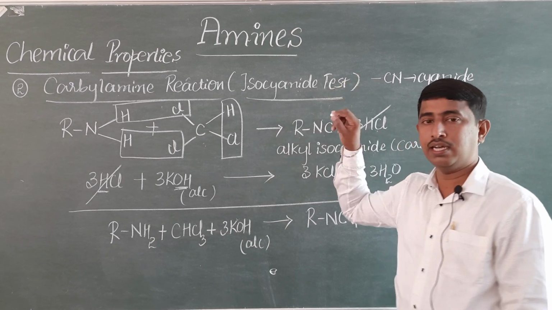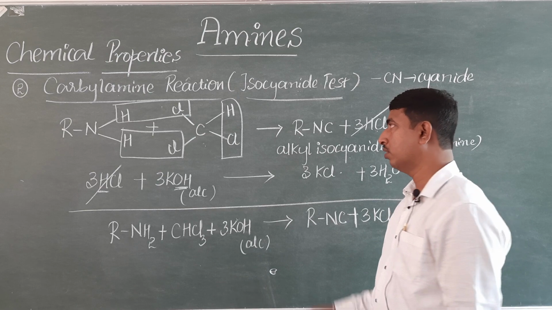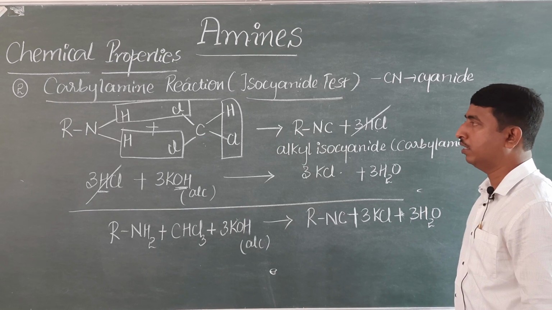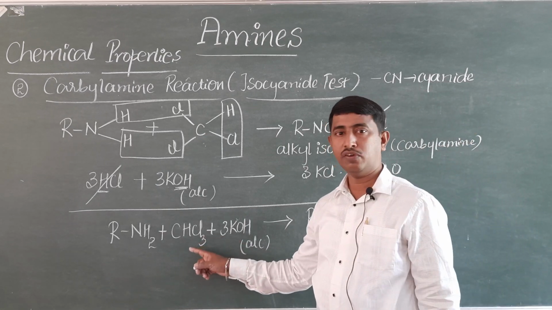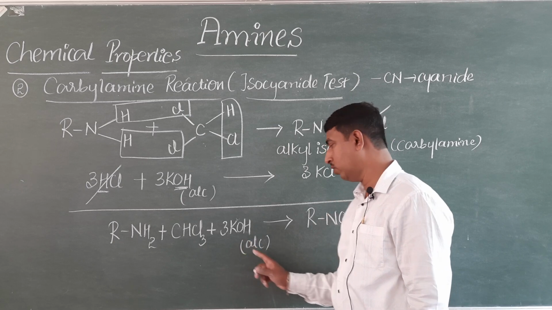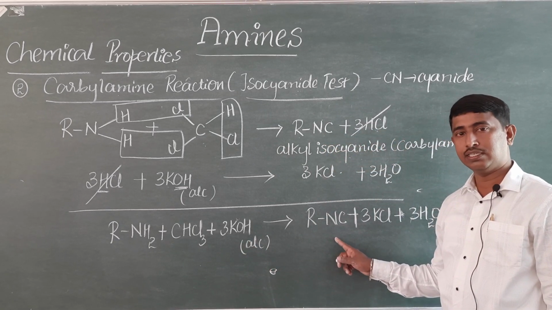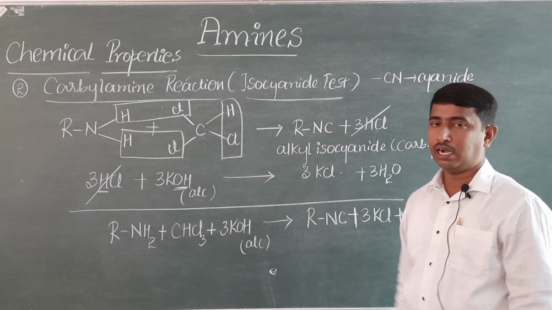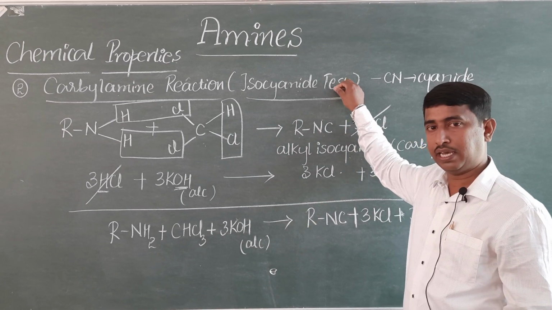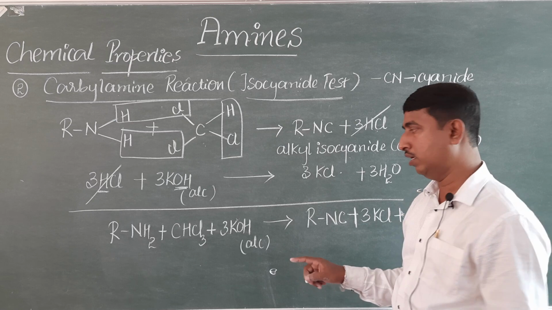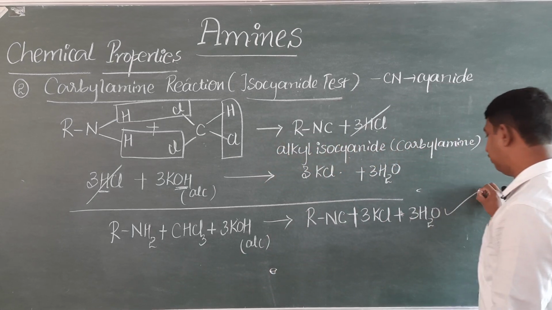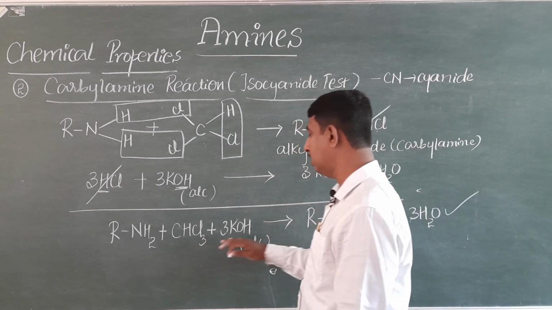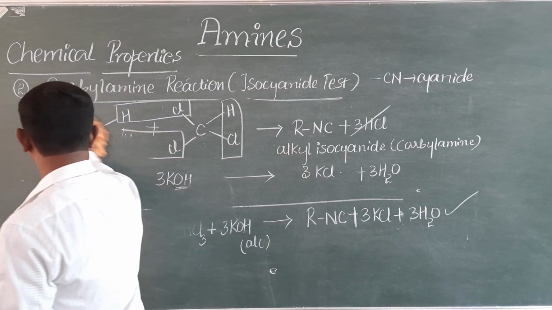In the exam, if they ask to explain the carbylamine reaction, what you have to write is: when an aliphatic or aromatic primary amine is heated with a mixture of chloroform and alcoholic potassium hydroxide, alkyl isocyanides having a foul smell are obtained. This reaction is called the carbylamine reaction, or isocyanide test. For the equation, you have to write only the last equation. This is sufficient, no need to write the steps. So RNH2, CHCl3, 3 KOH. I will write it once again.